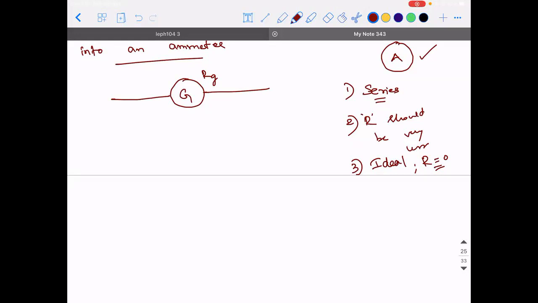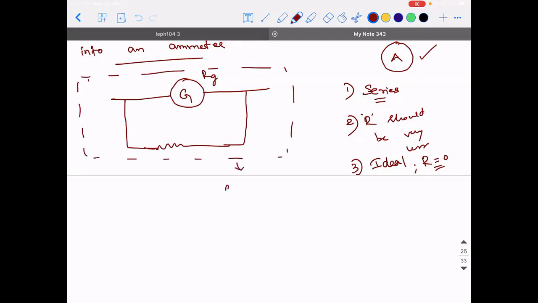Yes, because in parallel, what will happen? The resistance will always be lesser than the least value available in the circuit. So if I take another resistor and connect it in parallel to the already existing galvanometer, then this whole box is what is going to behave like an ammeter. To put it in a simple circuit, an ammeter is going to have the same circuit as that of a galvanometer, except that to the existing coil in the galvanometer, there will be another resistor connected in parallel.